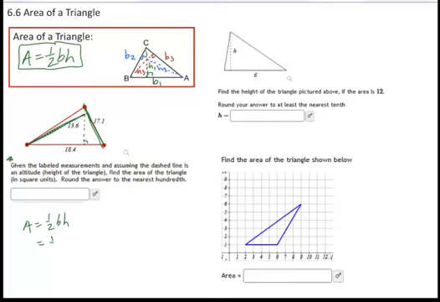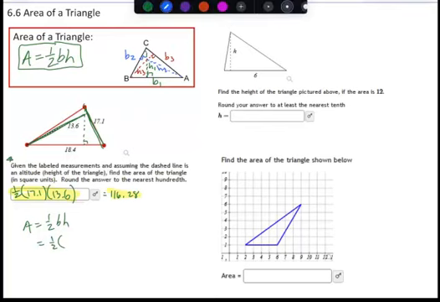Here, I'll type it as a calculation into my answer field: 1/2, my base is 17.1, the corresponding height to that is 13.6, and so that would be my answer. If I do the full calculation and round to at least the nearest hundredth, I would get 116.28. But again, you can enter your answers as calculations. That is fine.